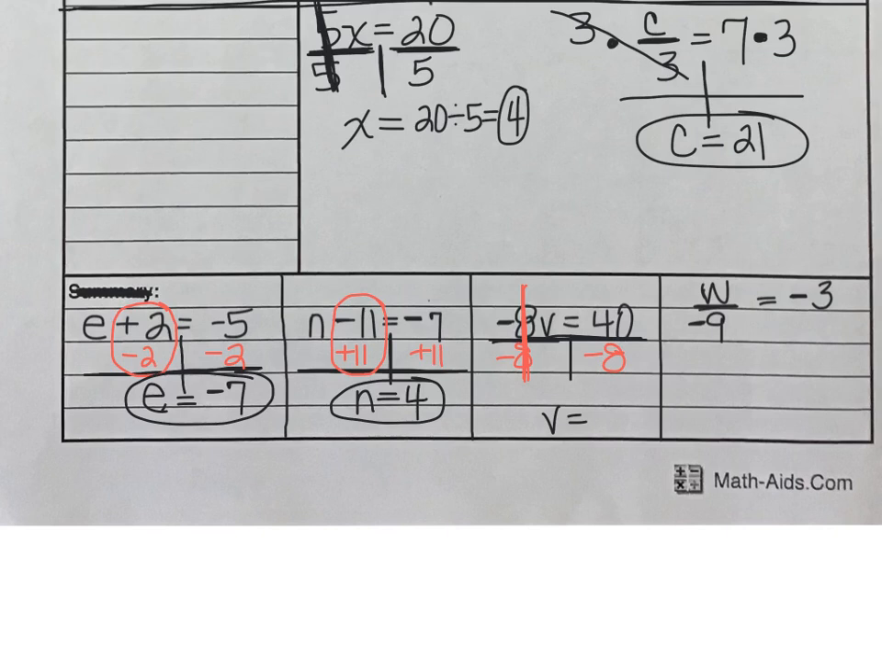Remember that when you see something in the form of a fraction, like right here, that 40 over negative 8 means 40 divided by negative 8. And 40 divided by negative 8 is a negative 5.